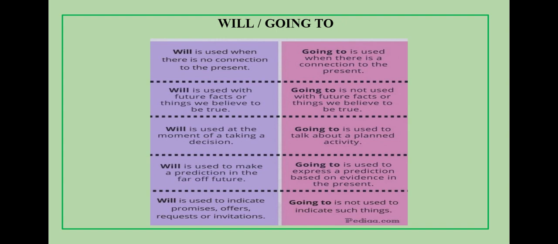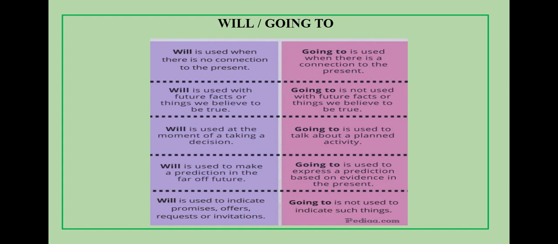Now moving on to going to. Going to is used when there is a connection to the present, or we can say that going to is used for plans or decisions made before speaking. Here you're planning before speaking. Like, I am going to watch television in a minute as my favorite program is on. On means it's going to start or it's already started.